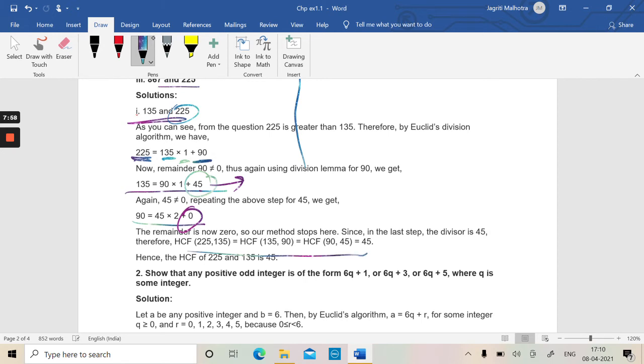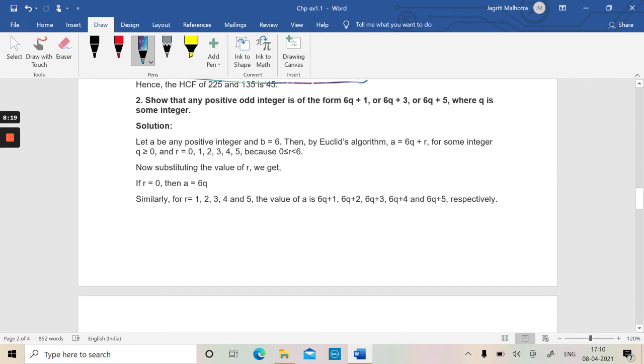I hope it is clear to you. Also, this number 45 is also the HCF of 135 and 90. This is also the HCF of 225 and 135. That means for a and b, here also a and b. Okay, now moving on to another question.